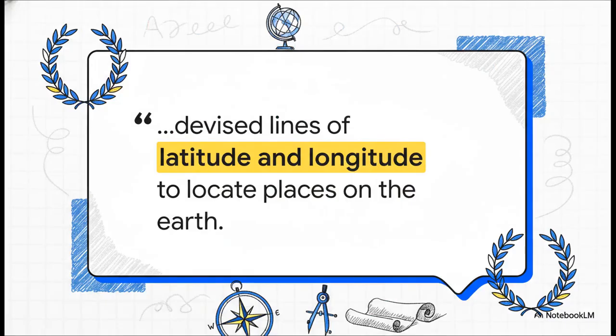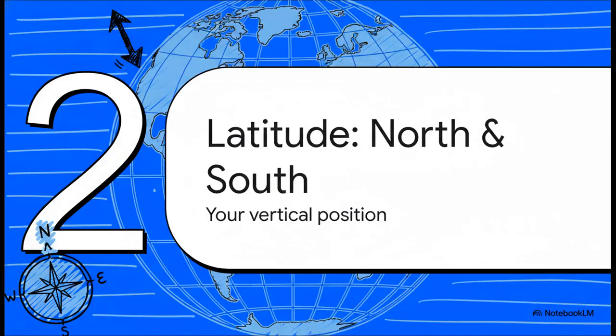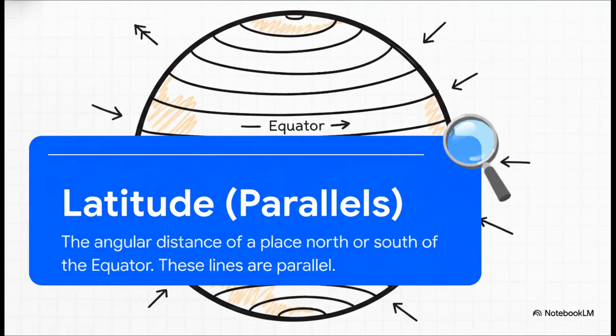And you know, this isn't some new high-tech idea. We're talking about the Greek philosopher Eratosthenes, the guy who first calculated the circumference of the Earth. He was already working with a system of latitude and longitude over 2,000 years ago. Just incredible. Okay, so let's break this grid down piece by piece. We'll start with the first part of our grid, latitude, which is all about defining our vertical position on the map. So what is latitude?